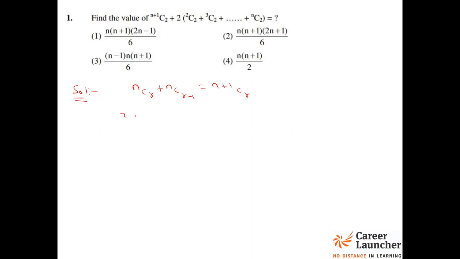Now if you observe this term 2C2 plus 3C2 plus 4C2 so on up to nC2. Now what's the value of 2C2? The value of 2C2 is 1. So in place of 1, we can also write it as 3C3 plus 3C2 plus 4C2 so on up to nC2. Now applying the property I gave, sum of the first two terms will become 4C3, adding with this will become 5C3 so on. So sum of all this will be simplified to (n+1)C3.